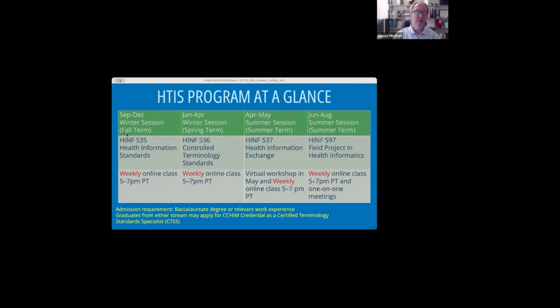Typically, it starts with the September to December term with HINT 535. HINT 535 is Health Information Standards. It's a survey course looking at that big long graph of standards that I showed earlier, including SNOMED CT, ICD, HL7, FHIR, and all of that.